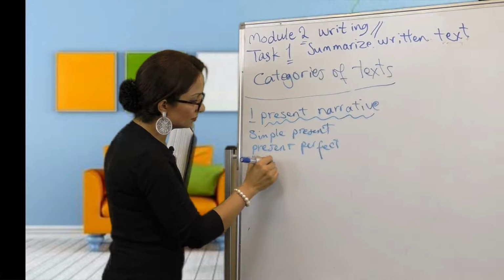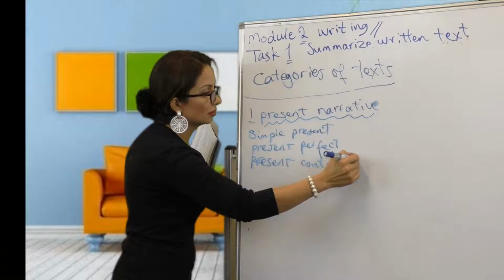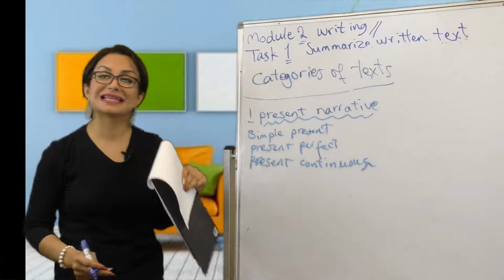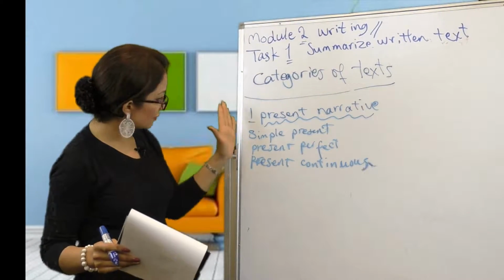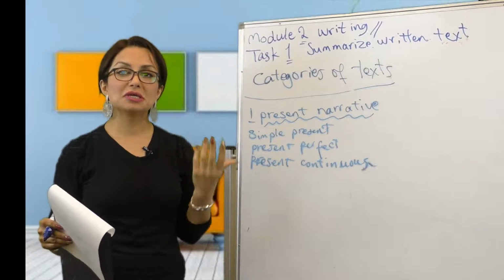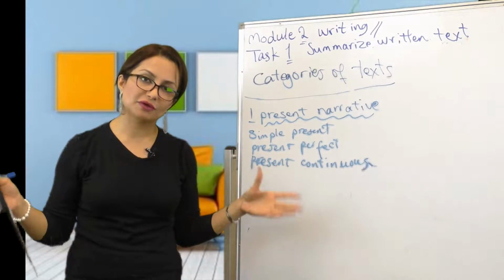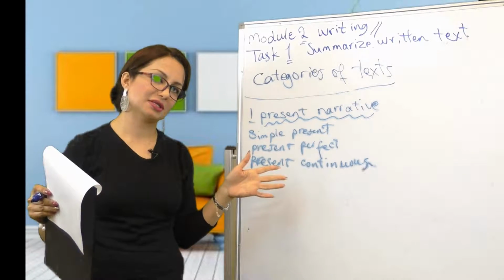Look, it doesn't mean, for example, present narrative text must have 100% of its grammatical structure in these three tenses. No. It means the biggest part of grammar, or the biggest group of grammar for a text, is in these categories. Then in this case, it is a present narrative.